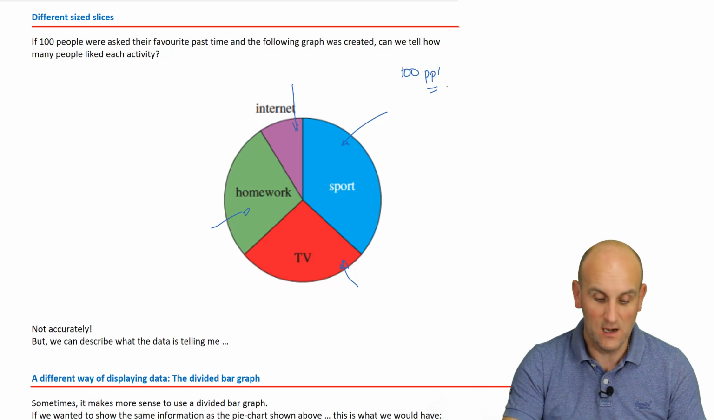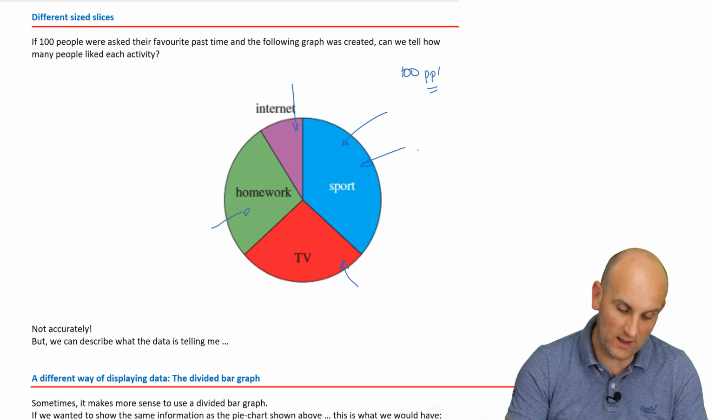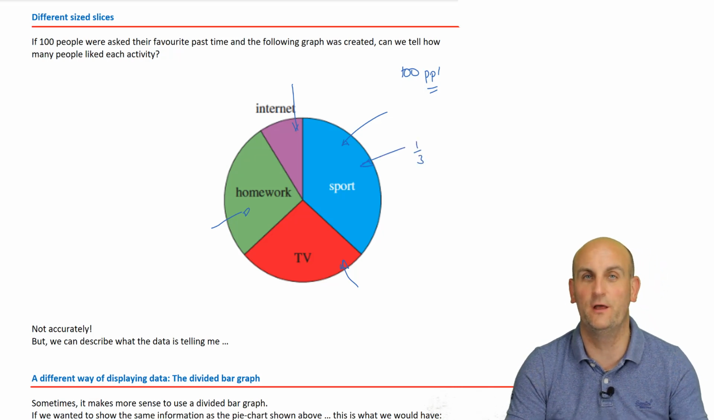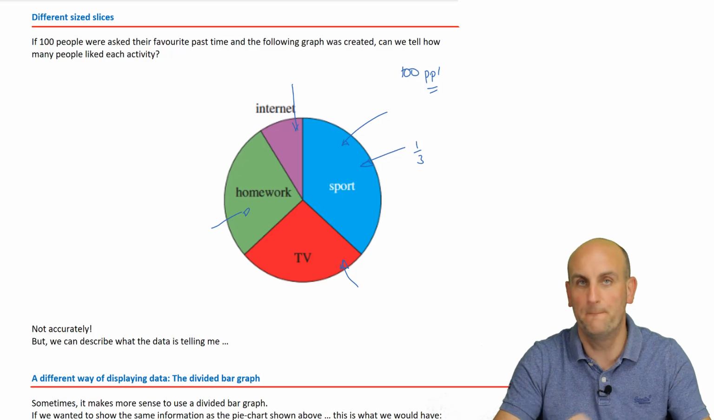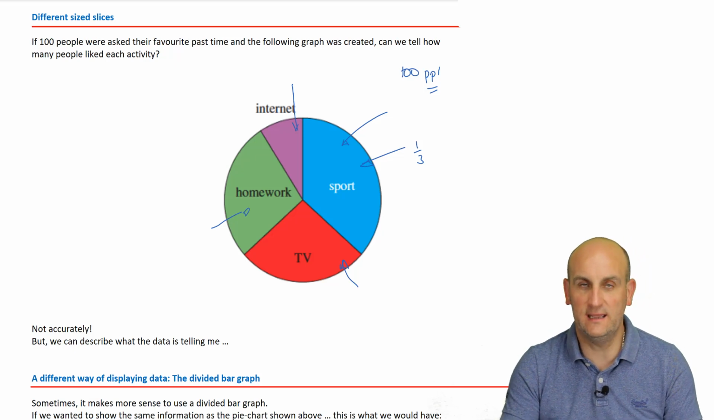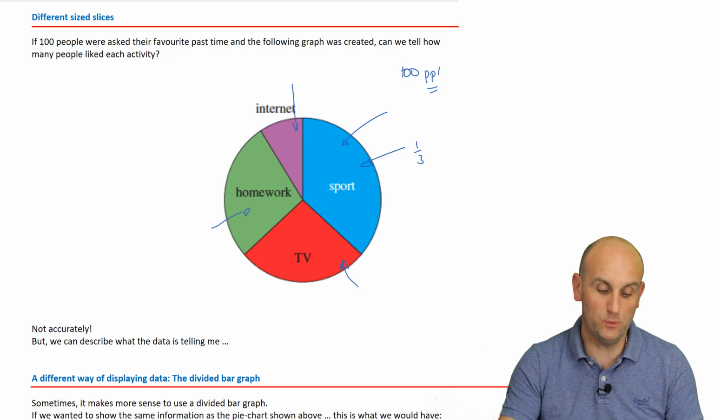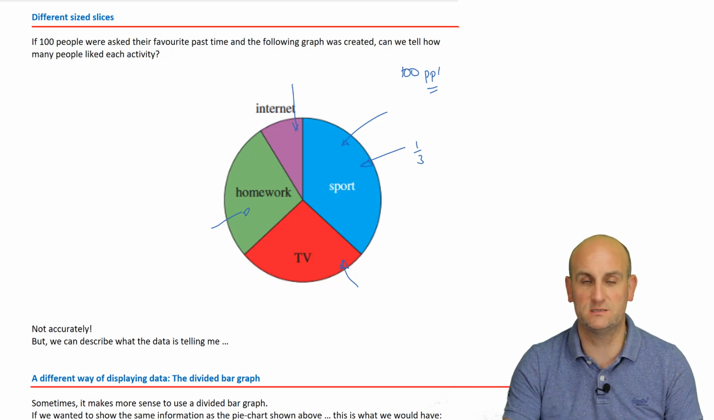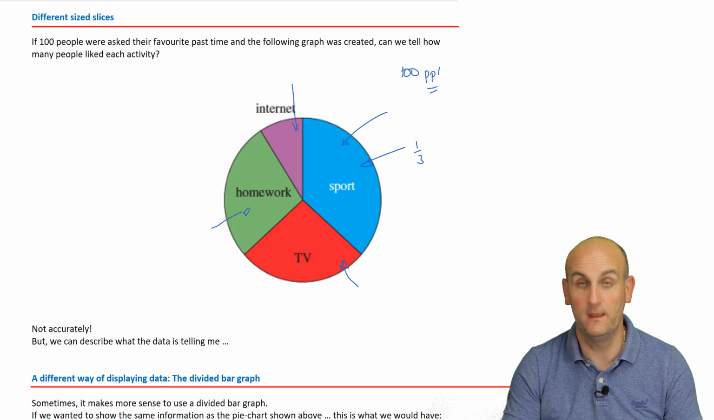I could guess. I could say, for example, that looks roughly a third big. That seems to be a third of my pie chart, and a third of 100 is 33. So I could sort of guess, but I wouldn't know accurately. But could I describe the data? If I asked you which was the most popular pastime, could you answer that question? Well, of course you could.